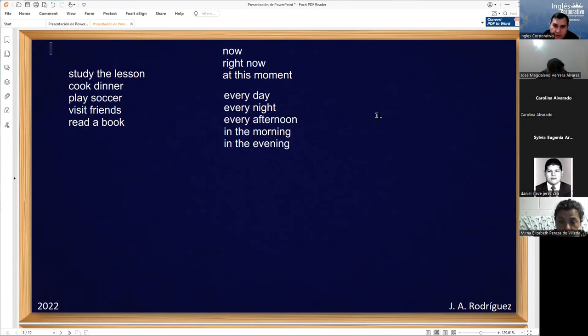Every night, I study the lesson every night. Every afternoon, I study the lesson every afternoon. In the morning, I study the lesson in the morning. In the evening, I study the lesson in the evening. All of this for simple present. Simple present, but all this is for present progressive.